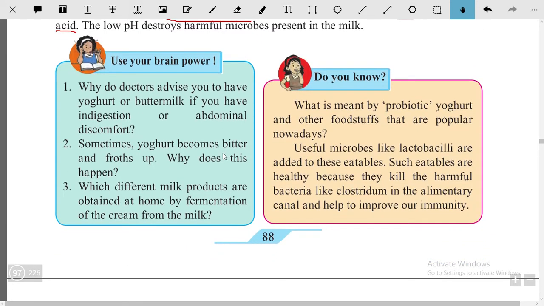Sometimes yogurt becomes bitter and frothy. Why does this happen?